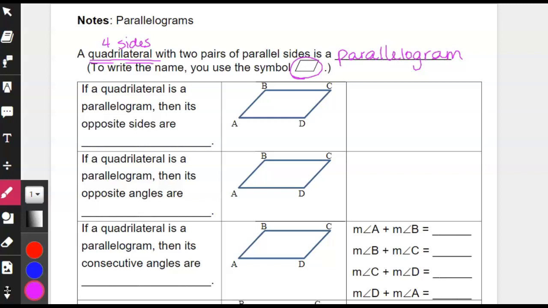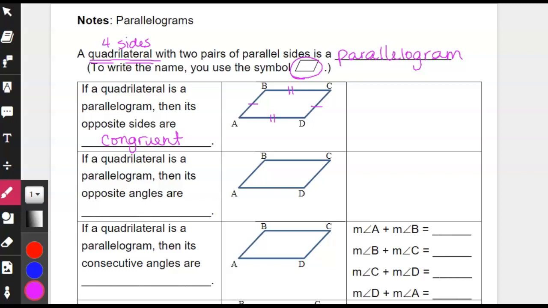So the first one says, if a quadrilateral is a parallelogram, so if a four-sided polygon is a parallelogram, opposite sides are parallel, then its opposite sides are also going to be congruent. Meaning, if I have quadrilateral ABCD, and let's say this is a parallelogram, so I know this because it tells me that this is a parallelogram, then I can say the opposite sides are congruent to each other. So side AB and side DC are congruent to each other. Side AD and side BC are congruent to each other.